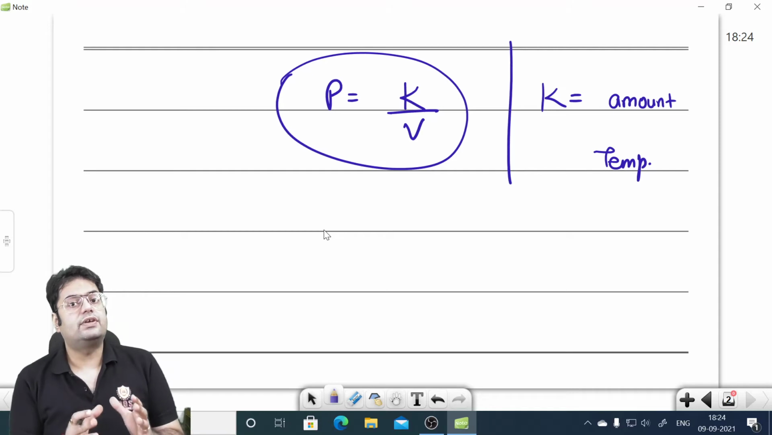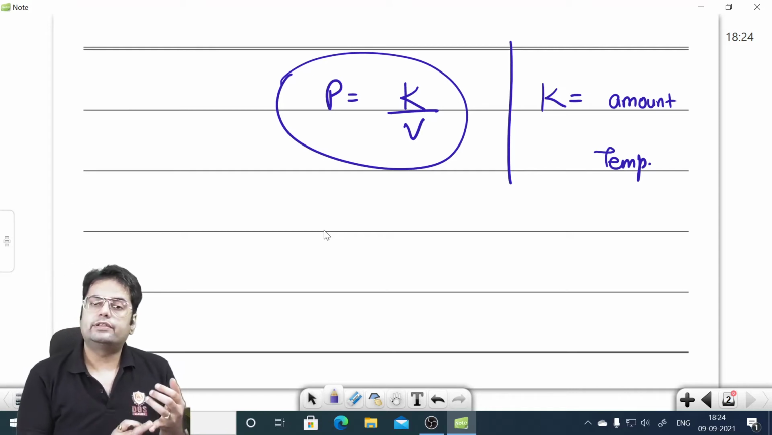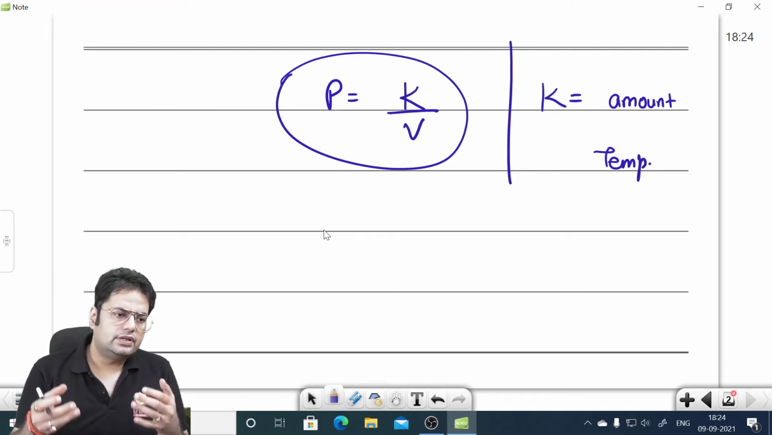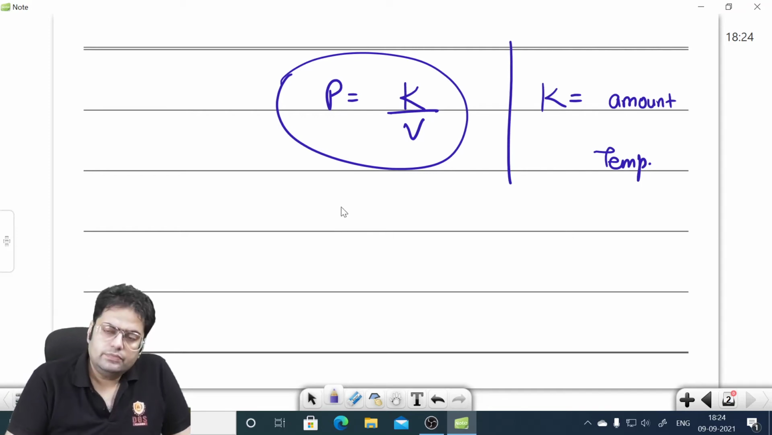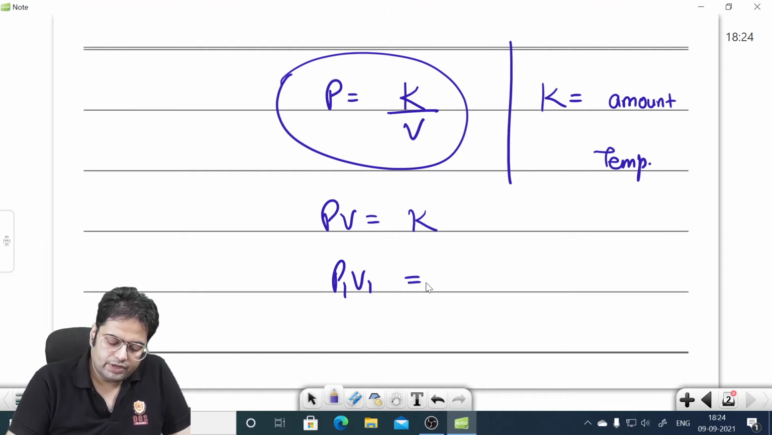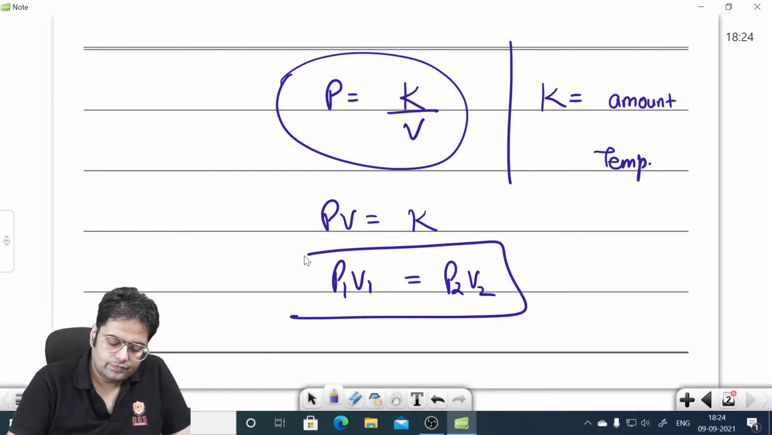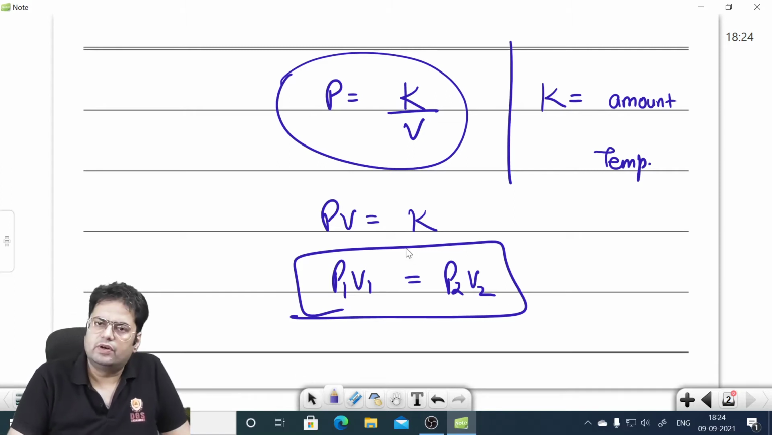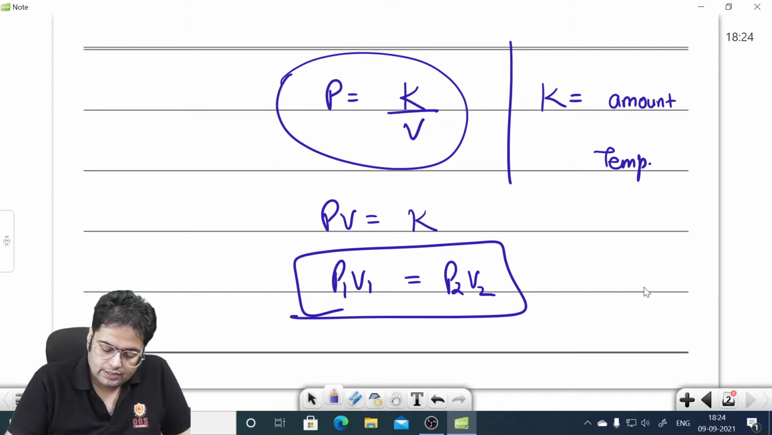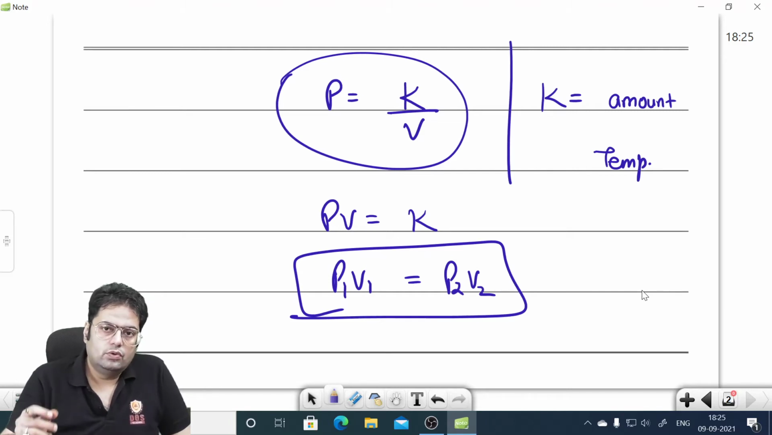And let me tell you, these are limiting laws. That means Boyle's law, Charles's law, all these are limiting laws, applicable only under certain conditions and limitations. So now we can write it like this: PV is equal to K. That means PV is equal to constant. So P1 V1 is equal to P2 V2. And why is it so? Because PV is constant. P1 V1 will be equal to constant, and P2 V2 will be equal to constant.